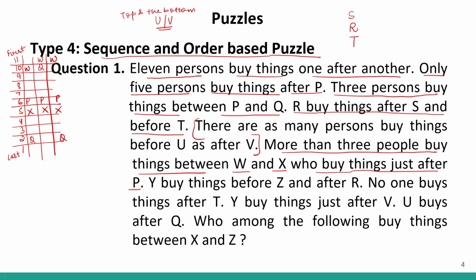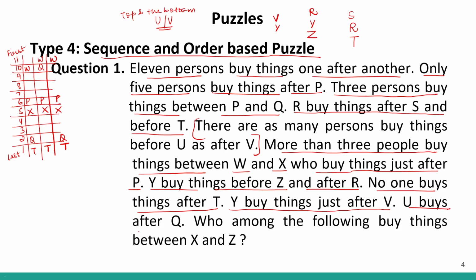Okay? Now, Y buys things before Z and after R. Now, no one buys things after T. That means T comes last. Okay? Y buys things just after V.